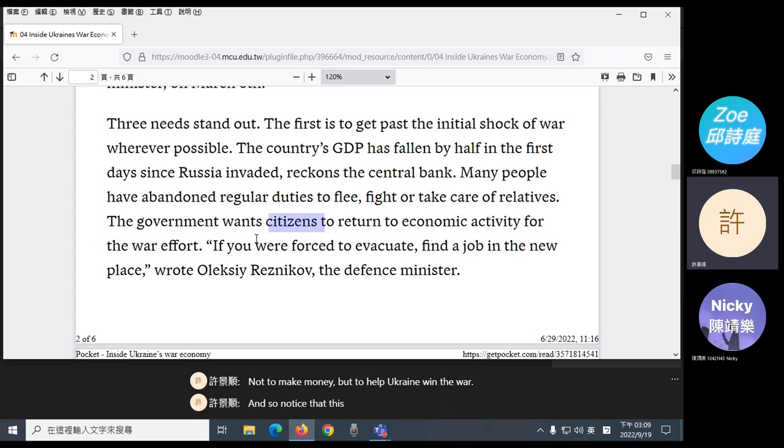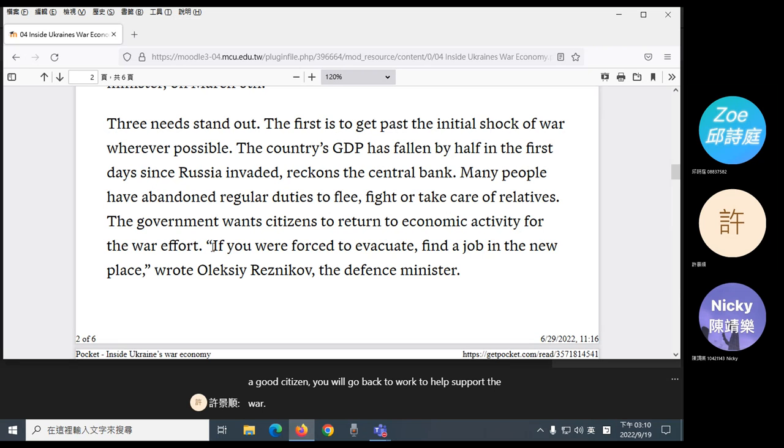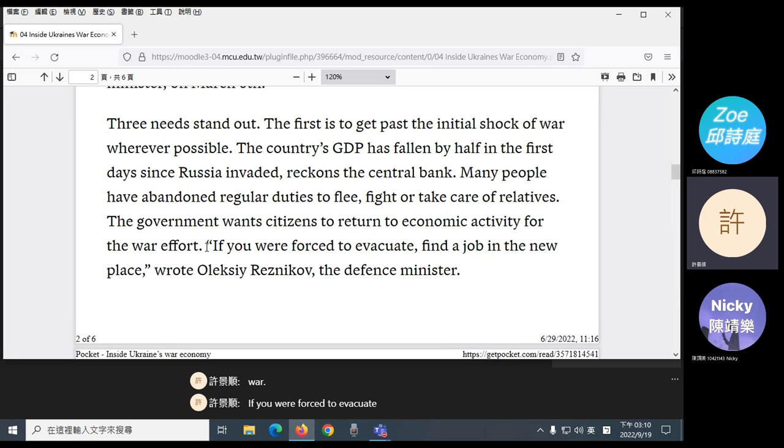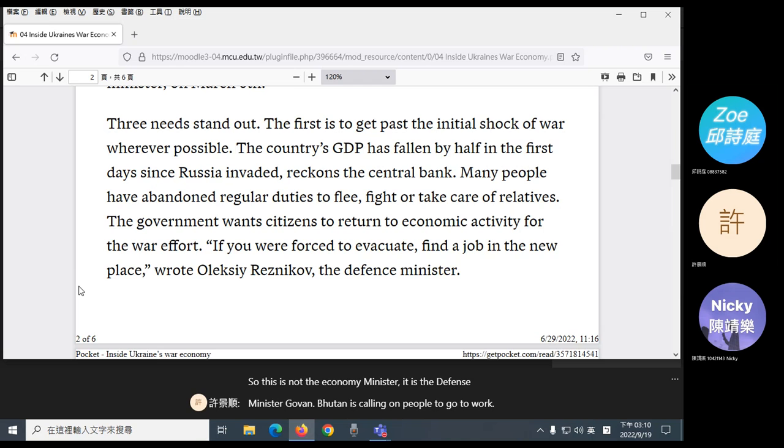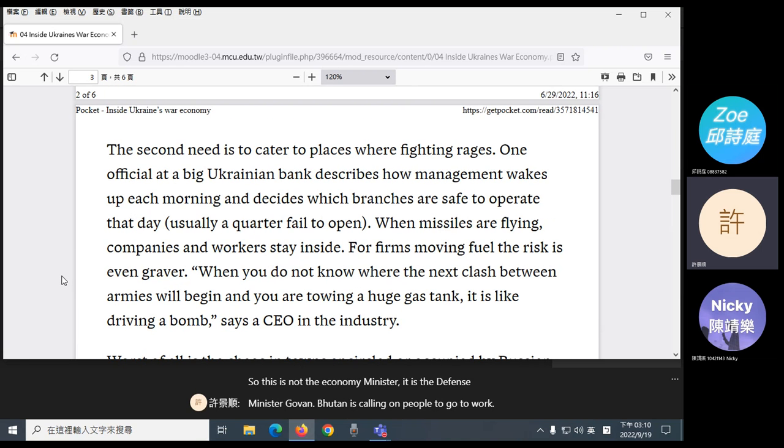And so notice that this sentence uses the word citizen. It doesn't say wants people to go to work, it says citizens. So it's connected with the idea of a war effort. The idea of citizens, the war effort, it's appealing to patriotism, love of country. If you love your country, if you're a good citizen, you will go back to work to help support the war. If you were forced to evacuate, find a job in the new place, wrote Alexei Reznikov, the defense minister. So this is not the economy minister, it is the defense minister, 国防部长, is calling on people to go to work. So that's the first thing, get people back to work.